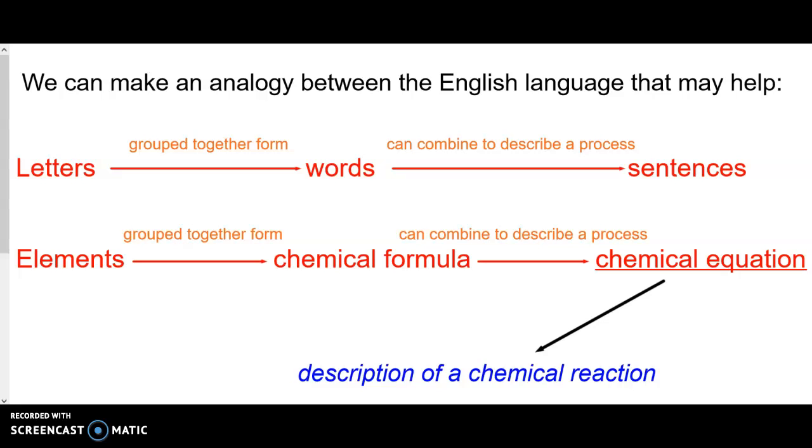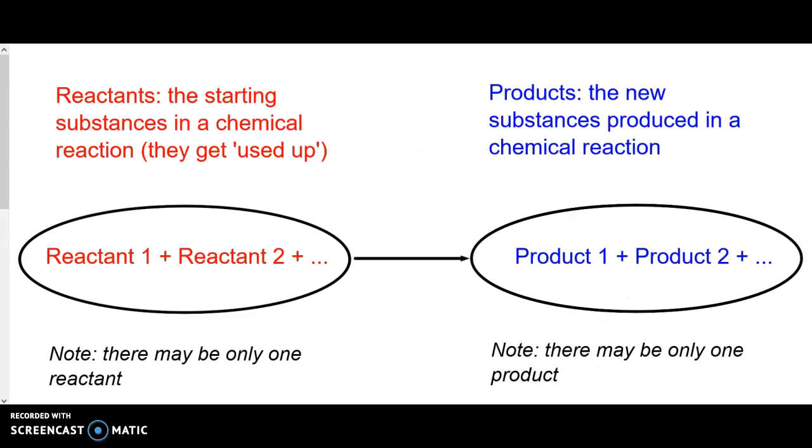We start with elements. Elements are grouped together to form chemical formulas, which represent compounds. That's what we've talked about so far this unit. Chemical formulas are combined to describe a process in a chemical equation. So a chemical equation is like a sentence in that it's describing a chemical reaction as a process. And so that's what we're about to do.